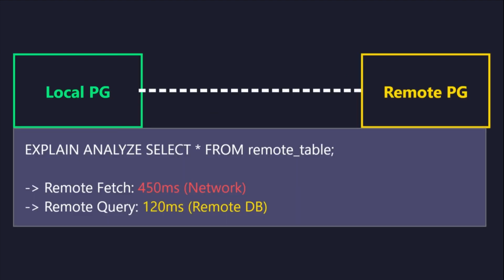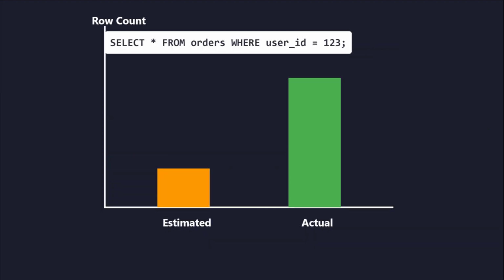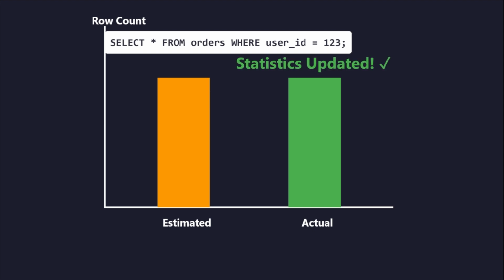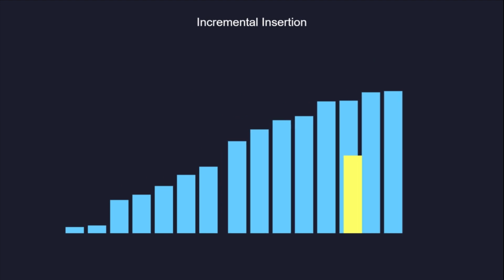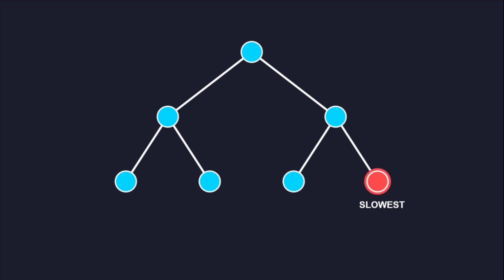Querying remote tables via foreign data wrappers adds network latency. Analyze reveals the remote fetch time, showing if the bottleneck is the network or the remote database. Running the analyze command separately updates the internal statistics used by the planner. This often fixes row estimation errors without changing a single line of code. Incremental sorts take advantage of data that is already partially sorted by an index. This avoids a full sort of the entire dataset, saving massive time.